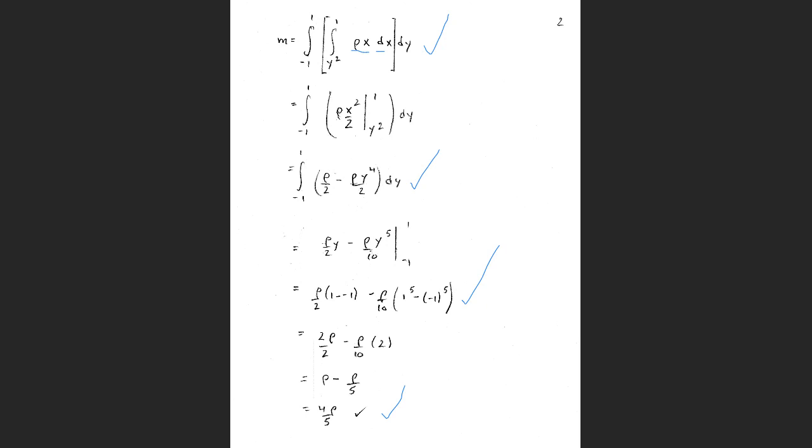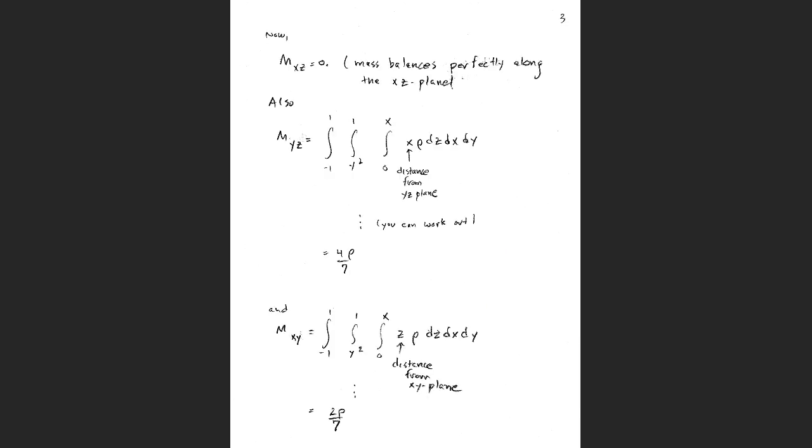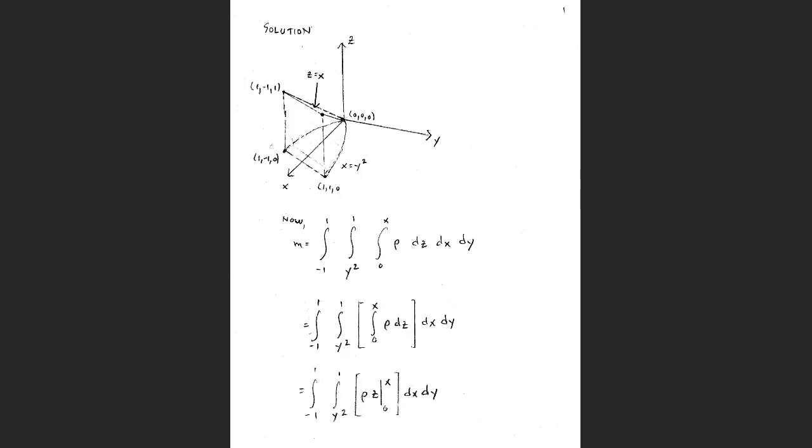So now we want to find the centroid. We have to figure out the moments about the xy planes. And the first moment is the moment about the xz plane. And right away I say, oh, that equals 0. Now, why is that? Well, the mass balances perfectly along the xz plane. I'll come back to this so you can copy it in your notes, but let's go to the picture.